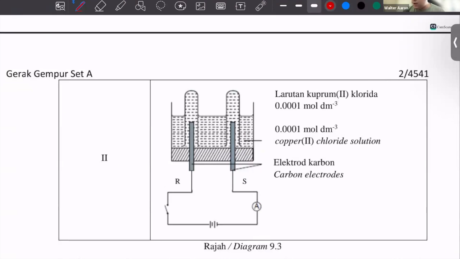And then this one will be very diluted, as you can see there. Same carbon electrodes are used, but the copper 2 chloride solution is actually 0.0001 mole. So this is considered as a diluted solution.